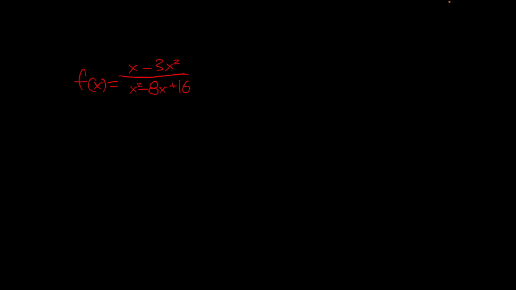So let's say we're given the function f of x equals x minus 3x squared divided by x squared minus 8x plus 16. Well, this cannot equal 0. Which means that we need to know the domain so that if we try to input a number, we don't input the wrong number. So to find the domain, we need to find two numbers that multiply to 16 and add up to negative 8. So let's just try to find the square root of 16 just to start with some of the factors of 16. And we have positive and negative 4.